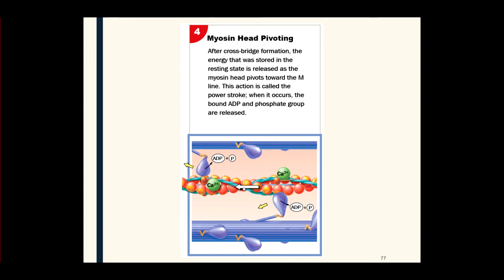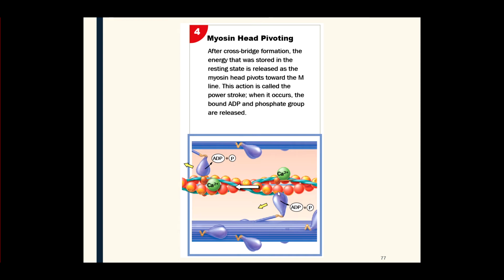Here's the arrow showing it's moving it towards the center of the sarcomere. Once this pivoting happens, the adenosine diphosphate and the phosphate molecule are thrown off, right? We can recycle this ADP to make ATP. I'll show you that in future lessons.